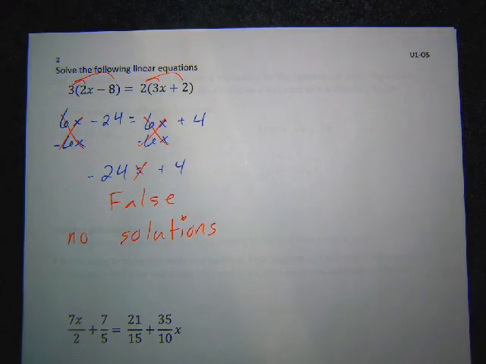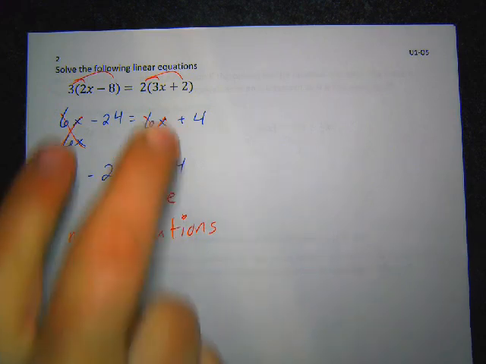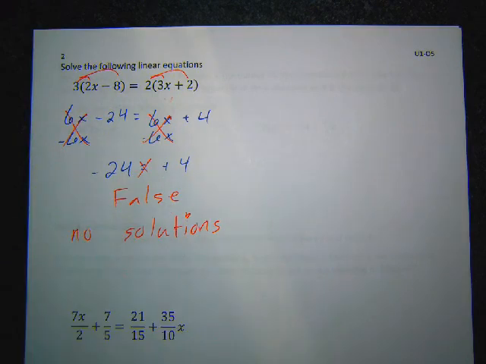So this one has no solutions. It's false. You can't get an answer for this. And it's possible to write equations like that. You don't see a lot of them. Most of the time people try not to write equations with no answers. But there are sometimes some equations you can write and they just don't have a solution.